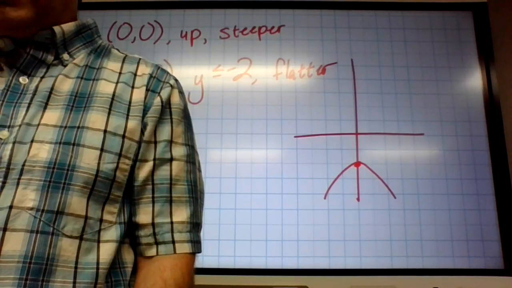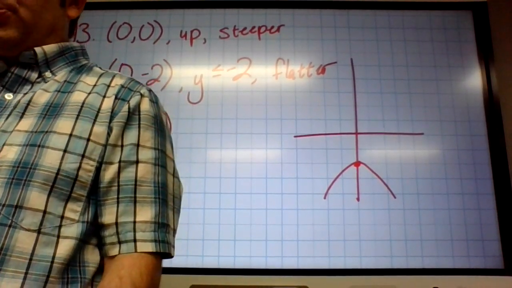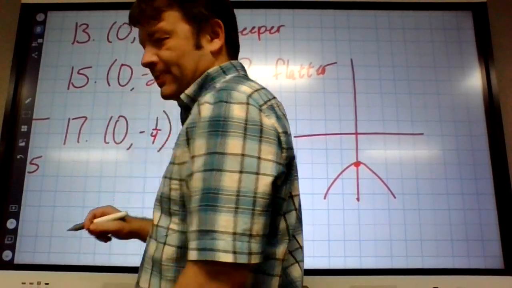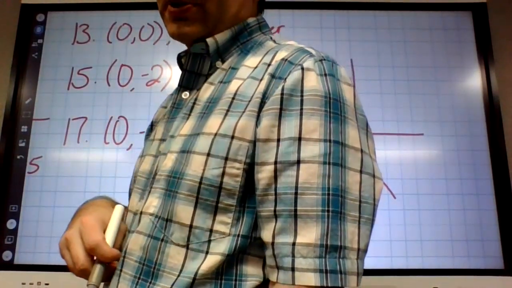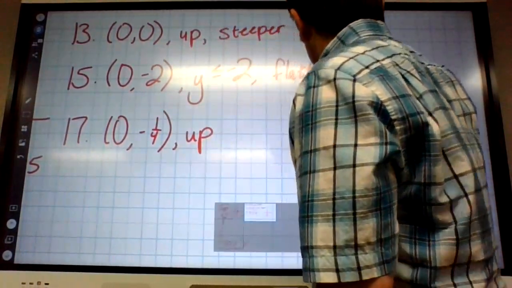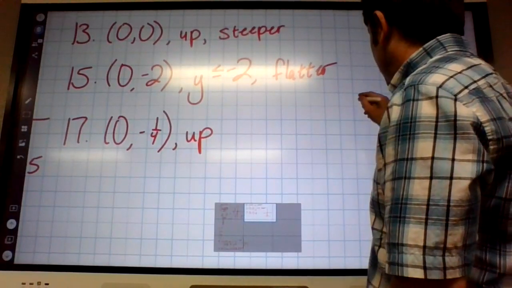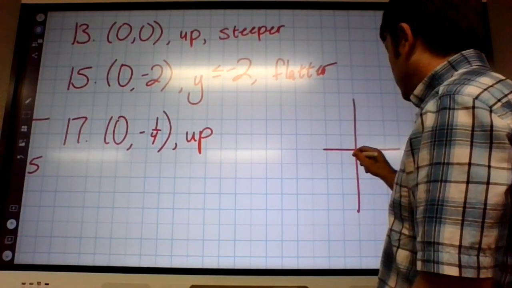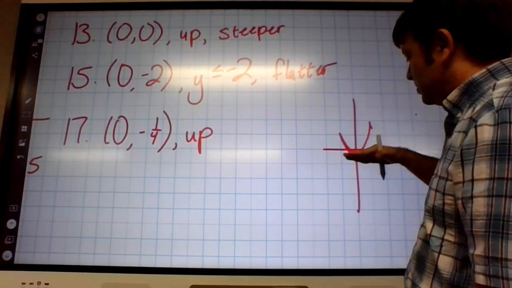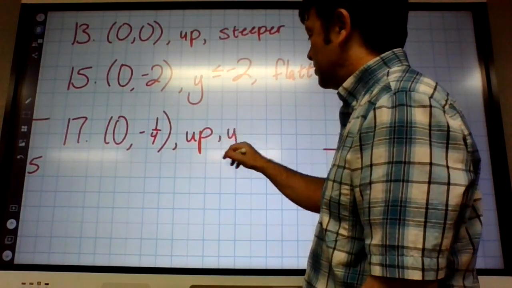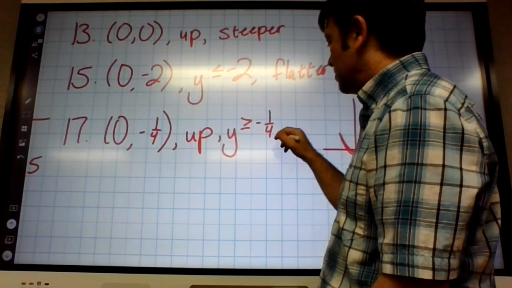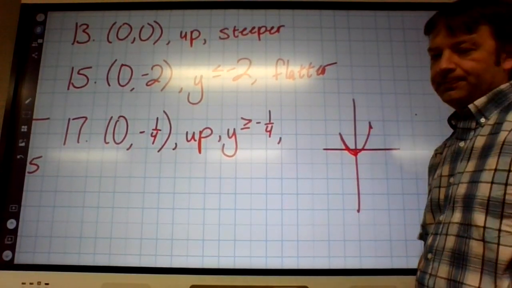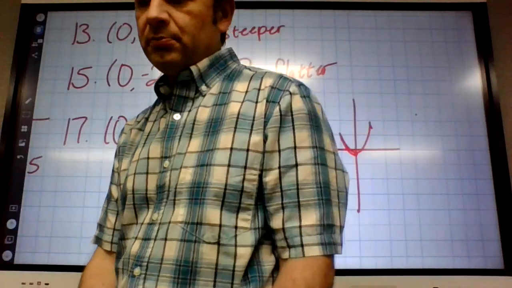Okay, is 17 going to open up or down? Upwards. Why is it up? Because it's positive. Okay, what is the range going to be? So the vertex is at 0, -1/4, and it's opening up, is what we just said. So it would be y is greater than or equal to -1/4. Why would it be greater than or equal? Because it's opening up. Oh, that's the y.